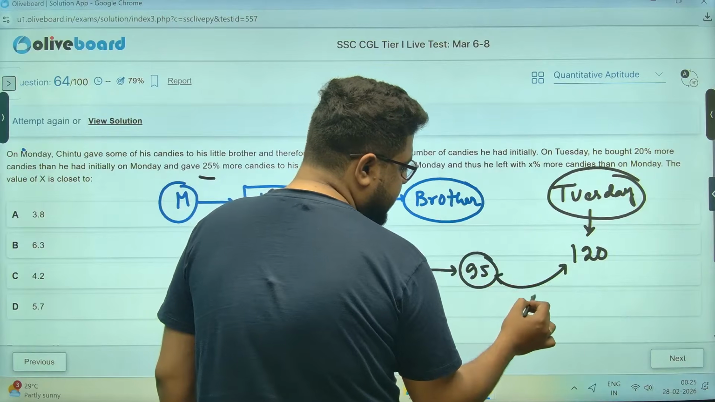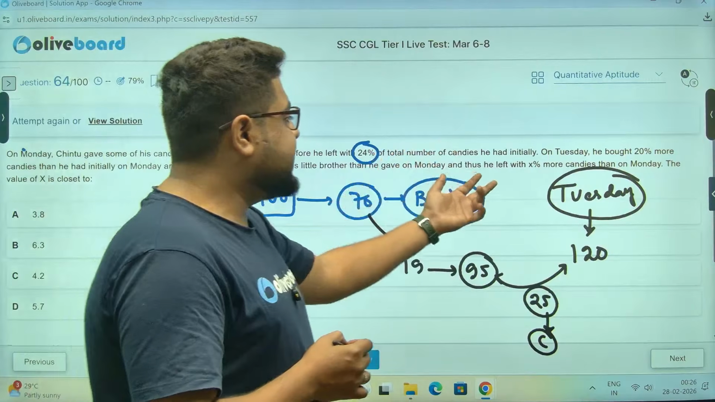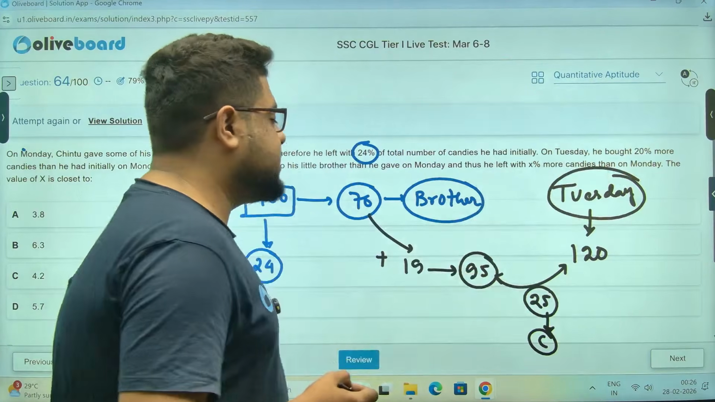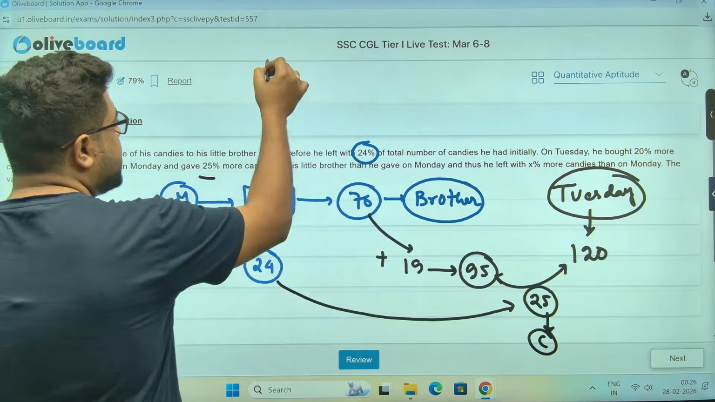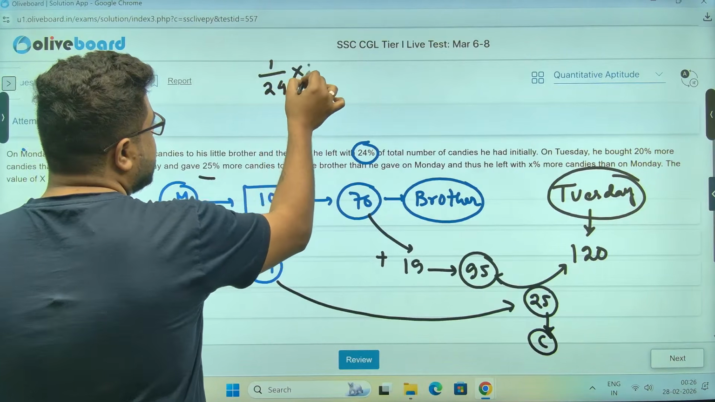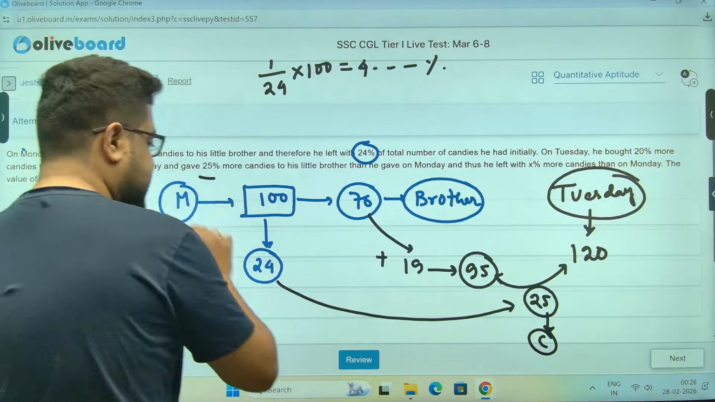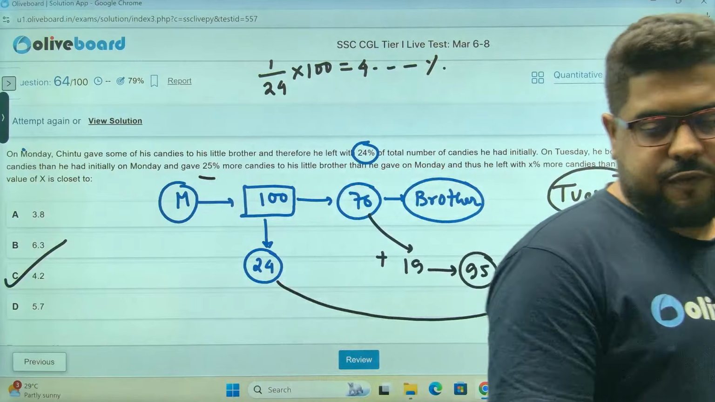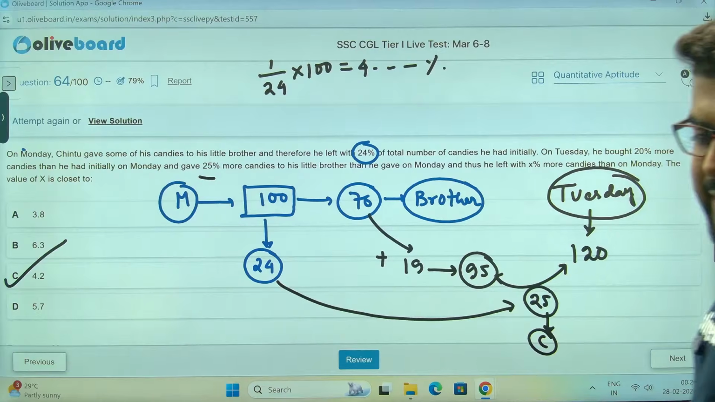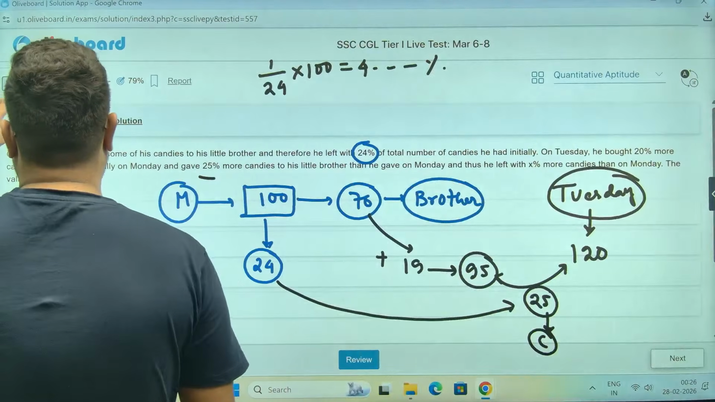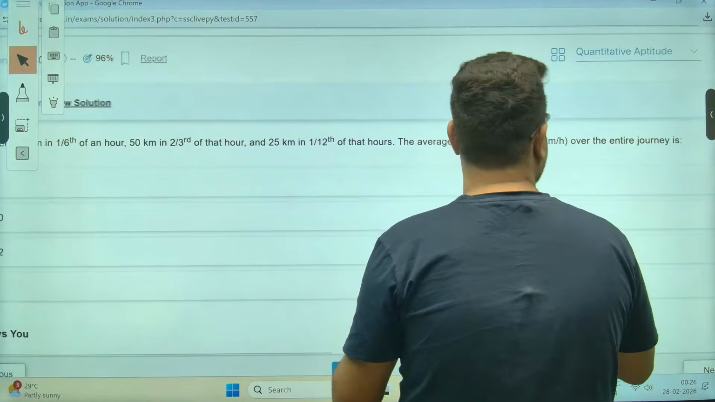How many does he have left? 25 left with Chintu. Now they are asking, thus he is left with X% more candies than Monday. So instead of 24, now he has 25. So how much more? One more out of 24, into 100, so 4 point some percentage. So option number C is the correct answer for the value of X. Again, it's simpler than what I had assumed. The question looked a little on the lengthier side.